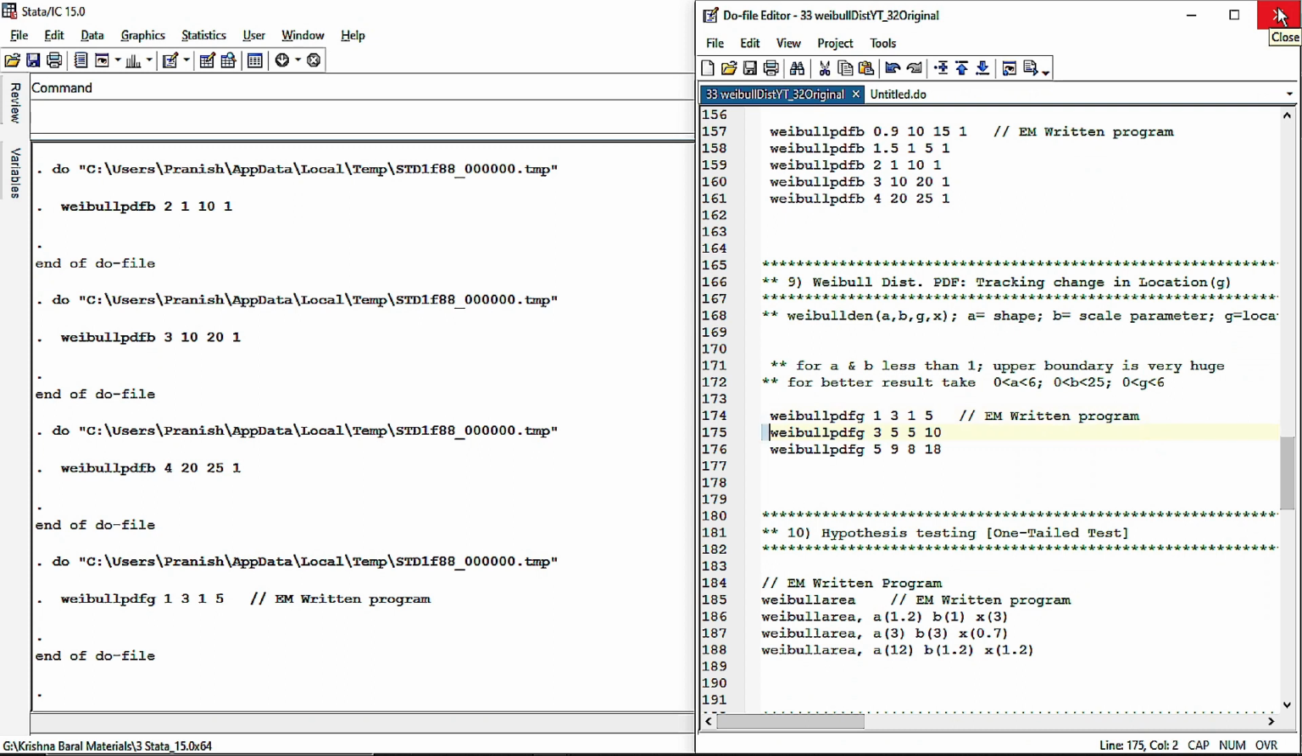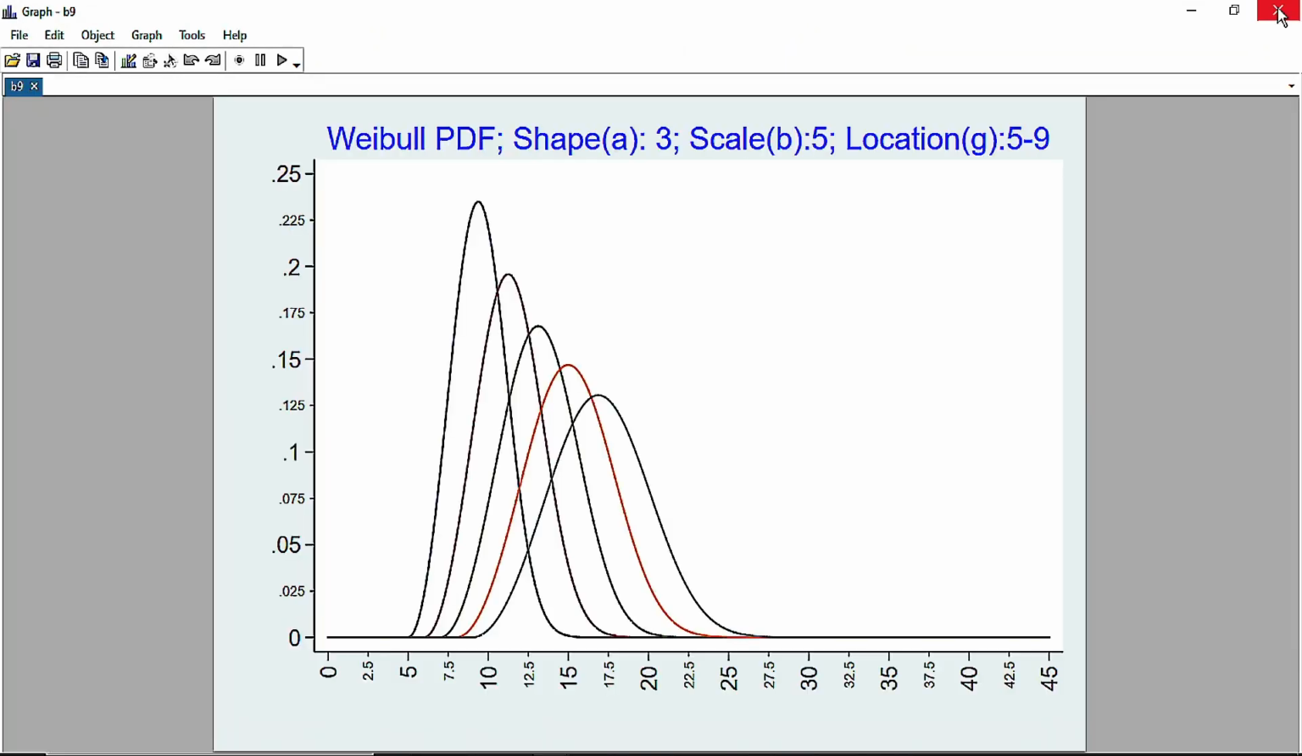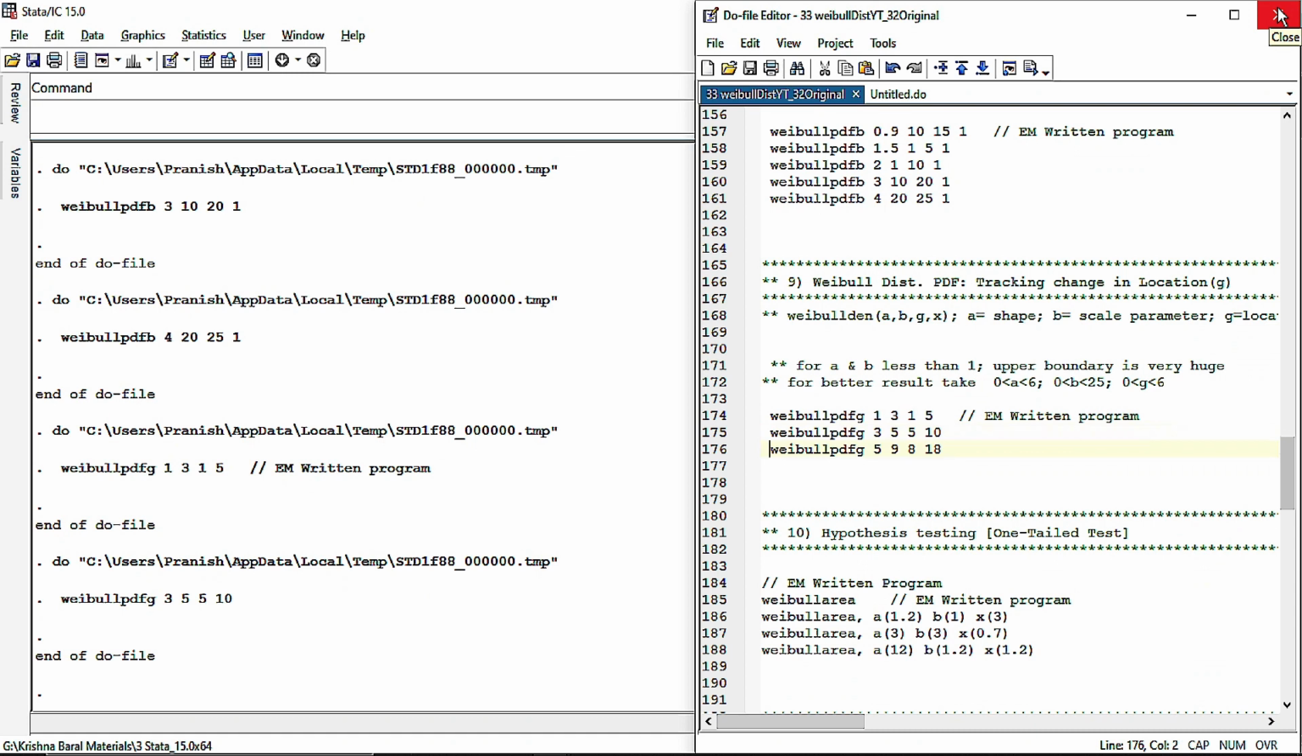Let us repeat the process, and our shape parameter is 3, scale parameter is 5, and we are going to increase the location parameter from 5 to 10. And let us see the PDF of the Weibull distribution when the shape parameter is 5 and the scale parameter is 9, and we are going to increase the location parameter from 8 to 18.